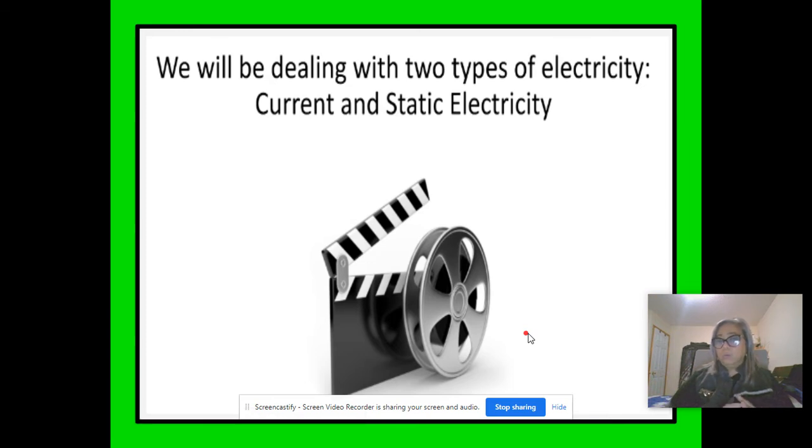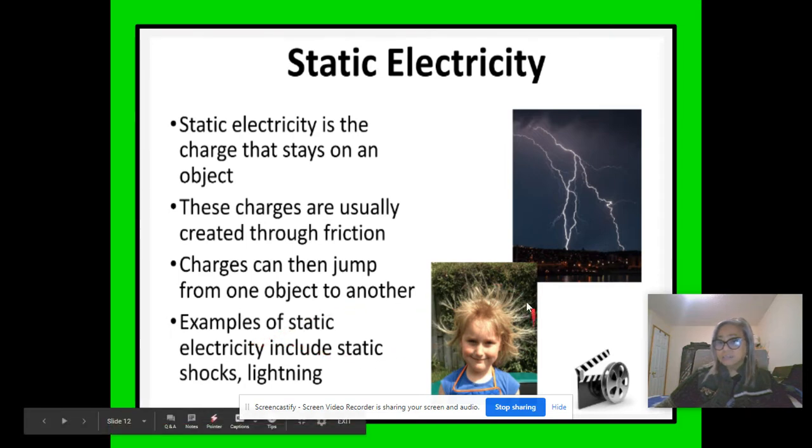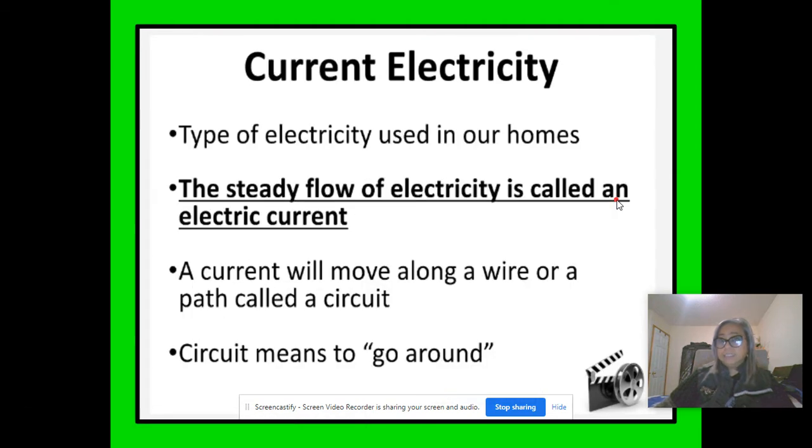Now, in this unit, we will mention two types of electricity: current and static electricity. Static electricity. Now, this is the charge that stays on an object. These charges are usually created through friction. Charges can then jump from one object to another. And examples of static electricity include static shocks and lightning.